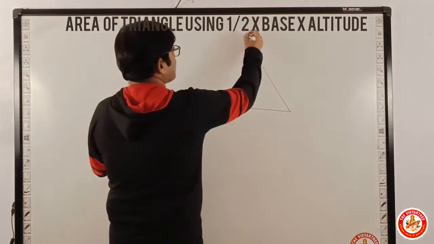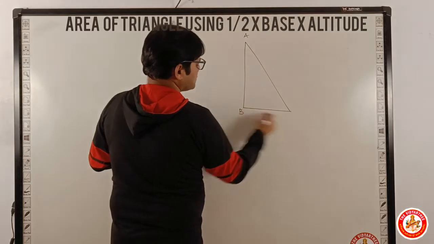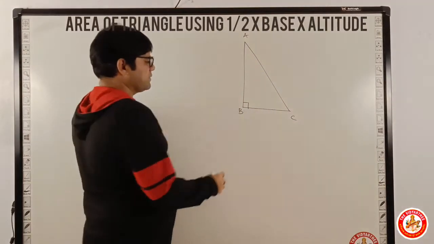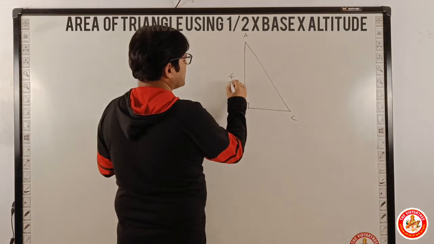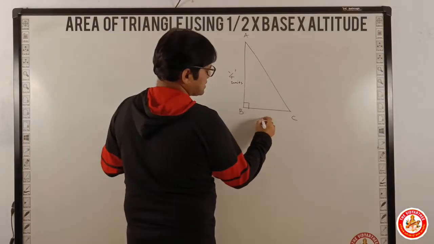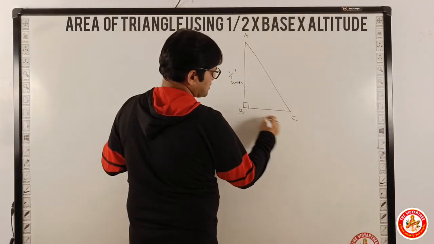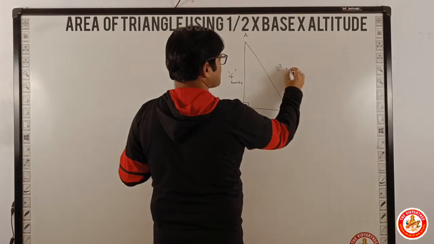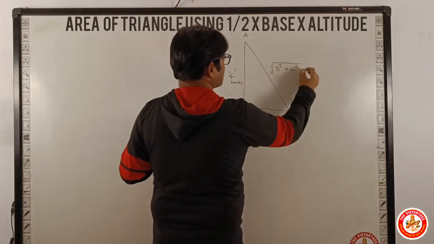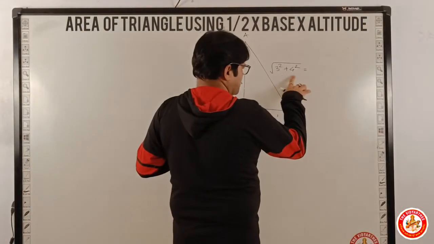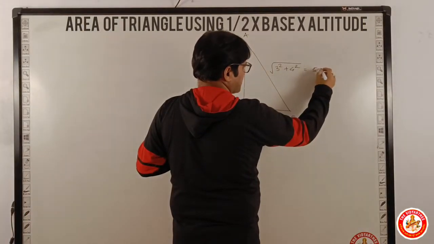So for a right angle triangle, for example, ABC, right angle at B, if the measurements are, suppose this is 4 units, right? And if this is say 3 units. So for a right angle triangle, this is a hypotenuse which will be 3 square plus 4 square under root of this. So 3 square is 9, 4 square is 16. 9 plus 16 is 25, square root of this is 5 units.